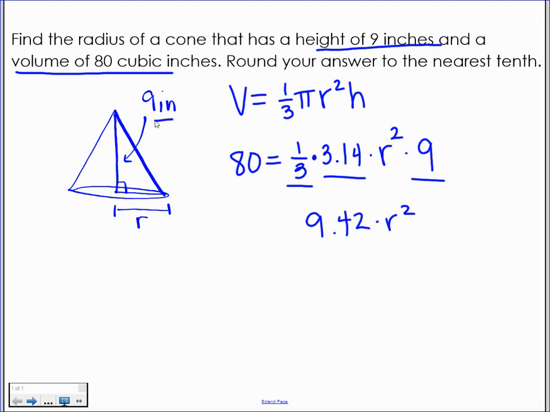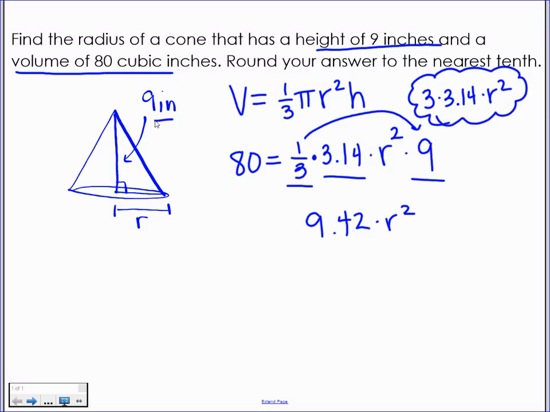Now, we can do this a little easier in our head if we see that 1/3 times 9 equals 3. So this is technically 3 times 3.14 times r squared, if you want to do a little math in your head. If not, you can just multiply 1/3 times 3.14 times 9, and you should get 9.42 times r squared. Now remember, this still equals 80 cubic inches.